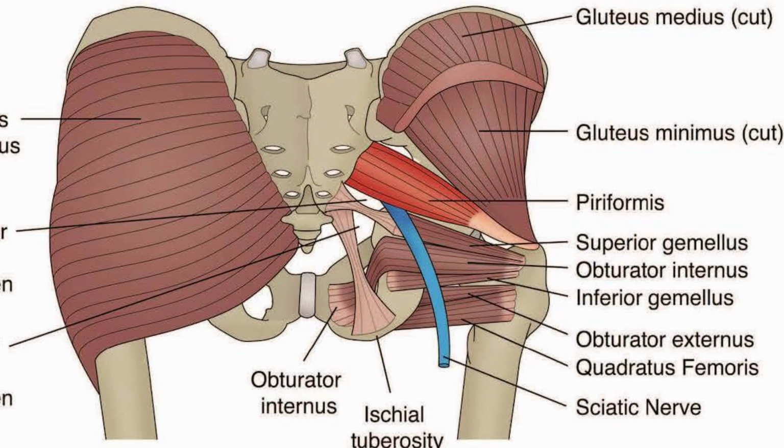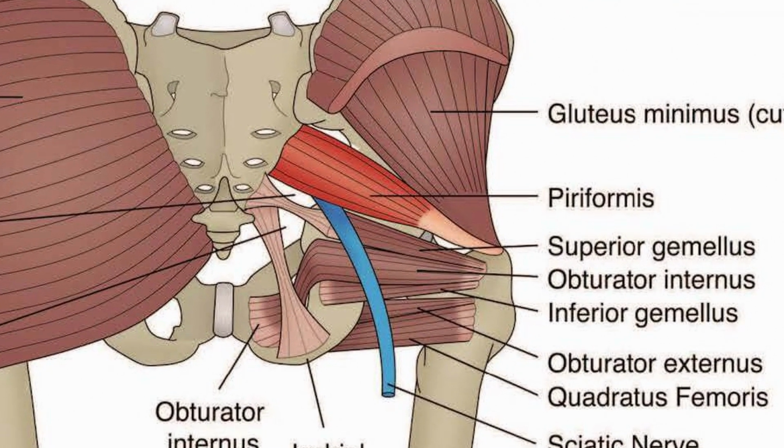Today we're going to learn about the piriformis muscle and what we can do to help alleviate pain going into the leg caused by the piriformis muscle. So first, what is the piriformis muscle? The piriformis muscle is a muscle that helps rotate the hip. As you can see from the chart, it attaches to your sacrum and inserts on your femur.